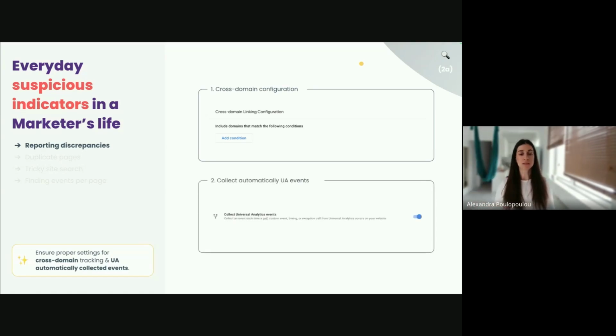Second one is the automatically collected universal analytics events in GA4 settings. This was a feature that Google actually launched when they forced the transition to GA4. In this case, Google thought it will help to identify universal analytics tags in the code and translate them into GA4 terms. But you can understand that automatic solutions cannot fit all websites, and especially now that we don't have this instance universal analytics anymore, this could create more problems than solve them.